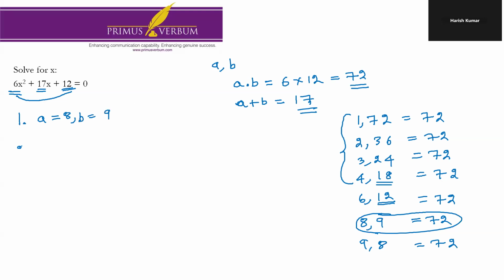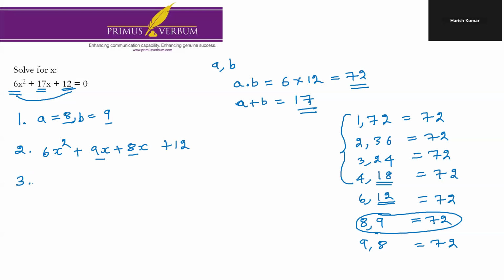Now the second step is to split the linear term into two terms, so that the coefficients of those two terms add up to 17. So let's do it: 6x² + 9x + 8x + 12. Again, we see this 9 and 8, or 8 and 9, it doesn't matter. You can do it in whichever order you want.